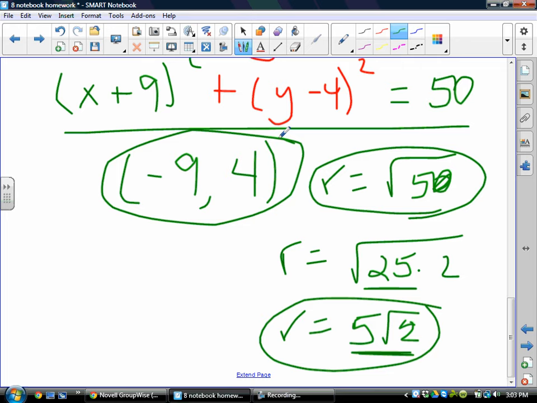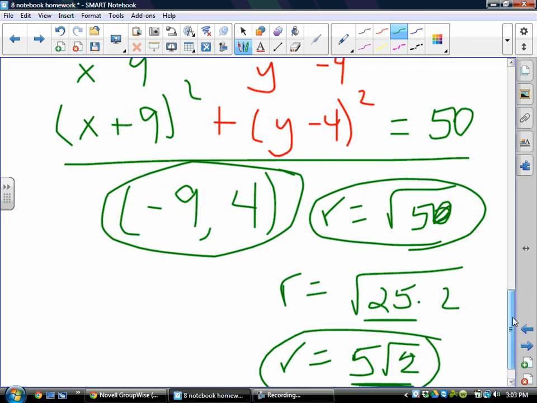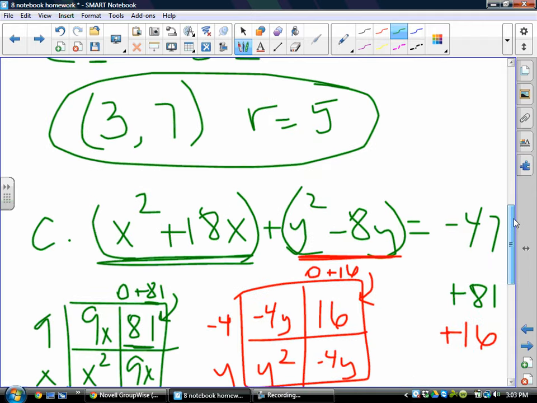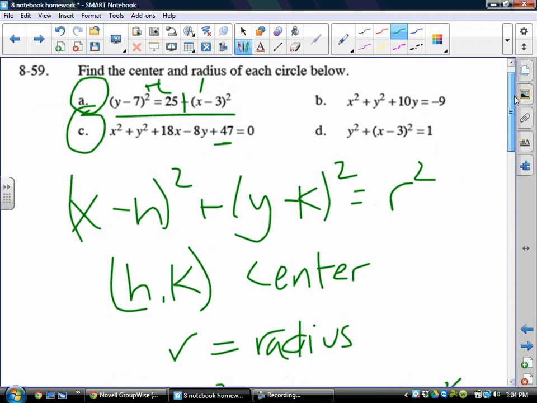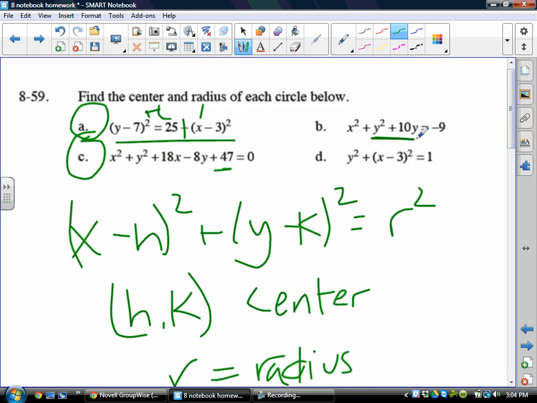So make sure you complete the square twice, and go back and do parts B and D as well for this problem. For B, you're going to complete the square only one time, with your y's. And part D, you just kind of have to look at it. It's in the simple form like part A was.